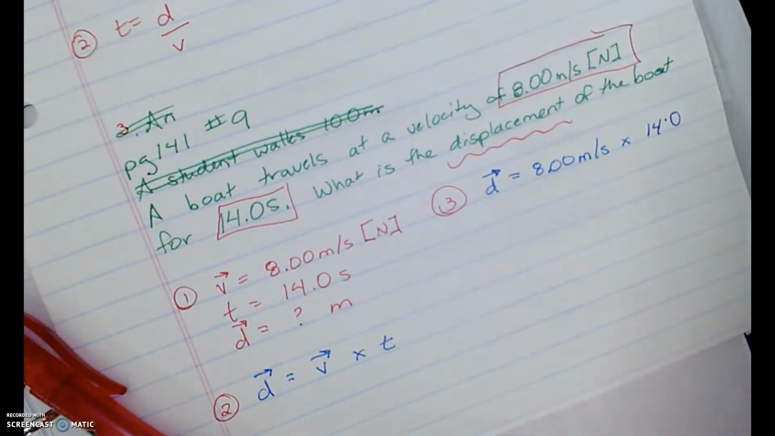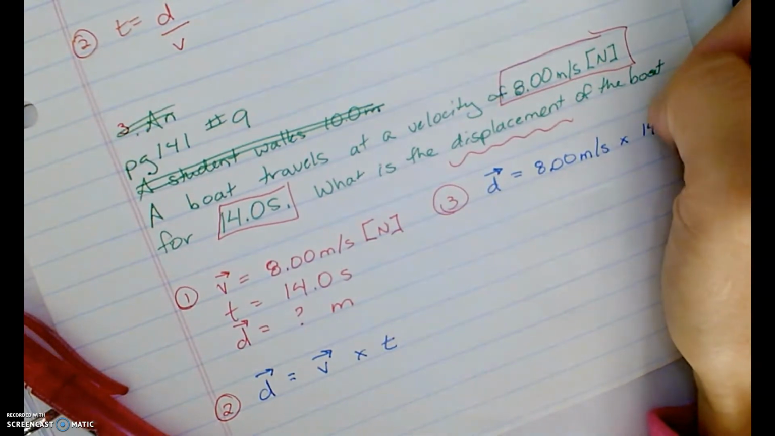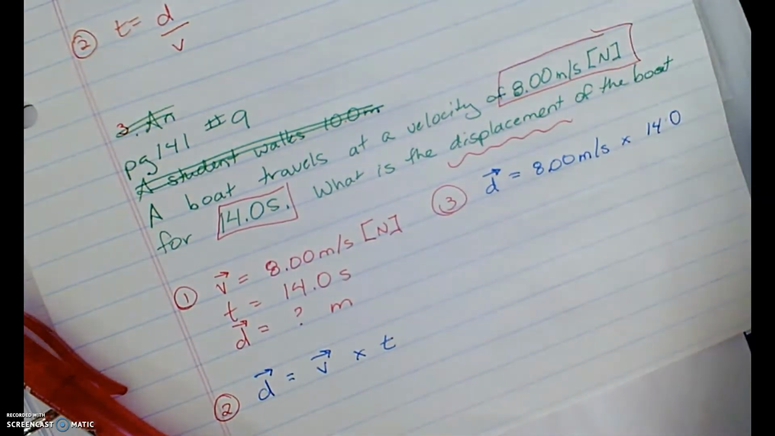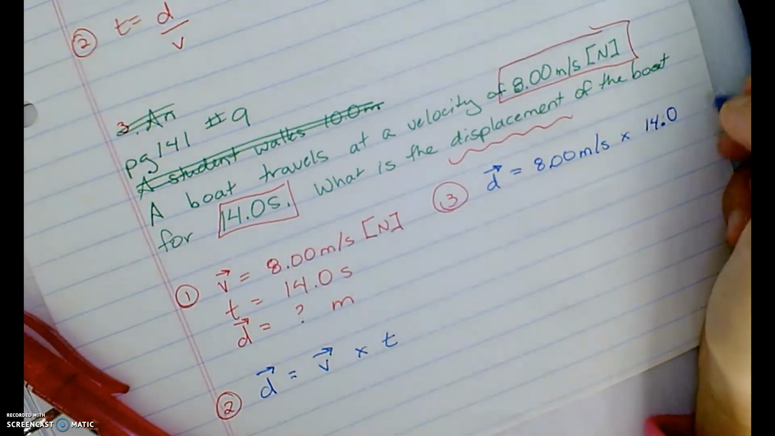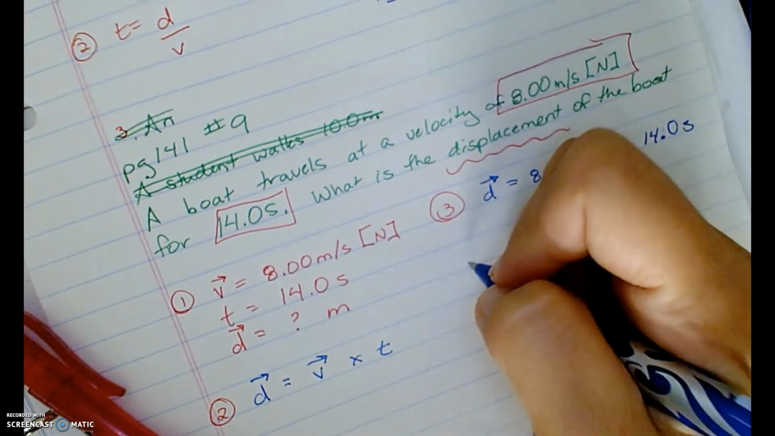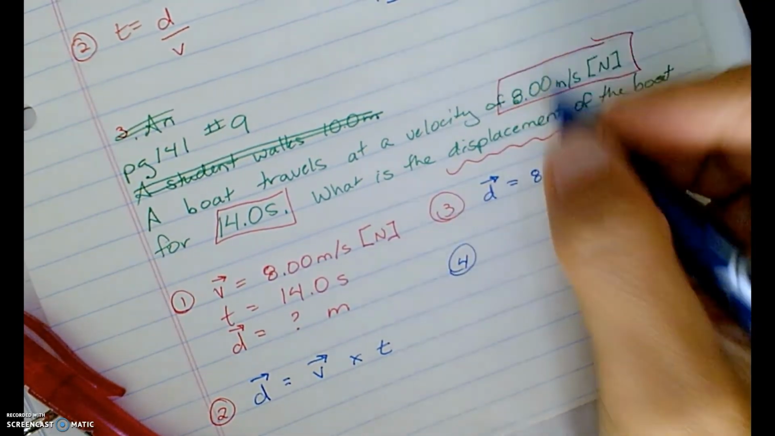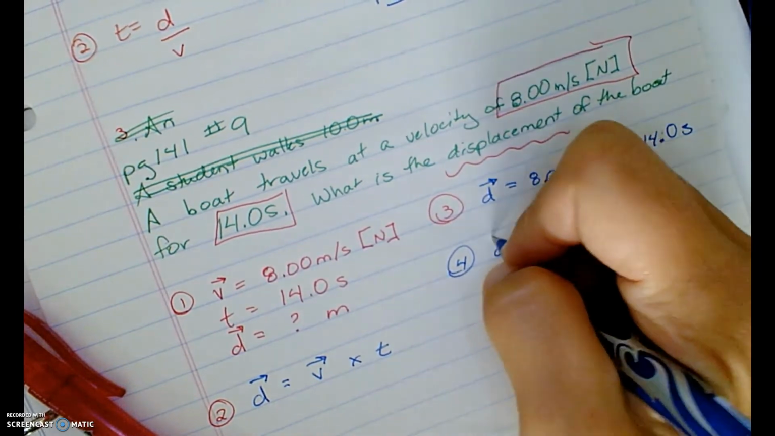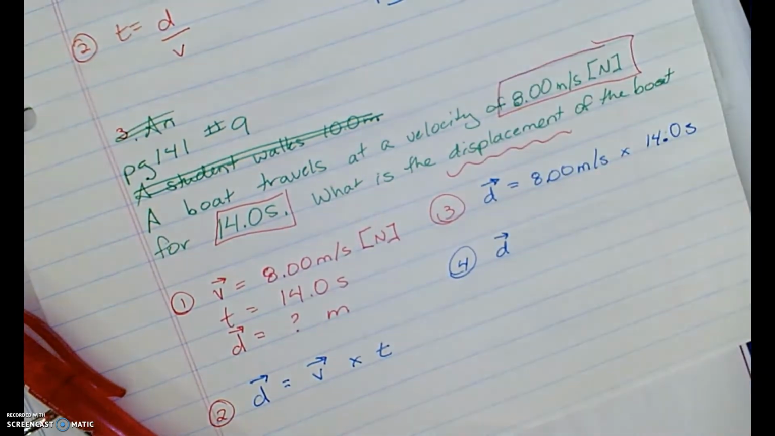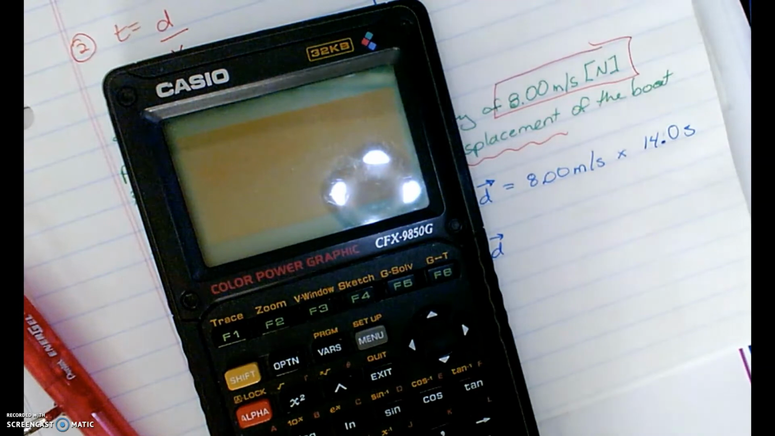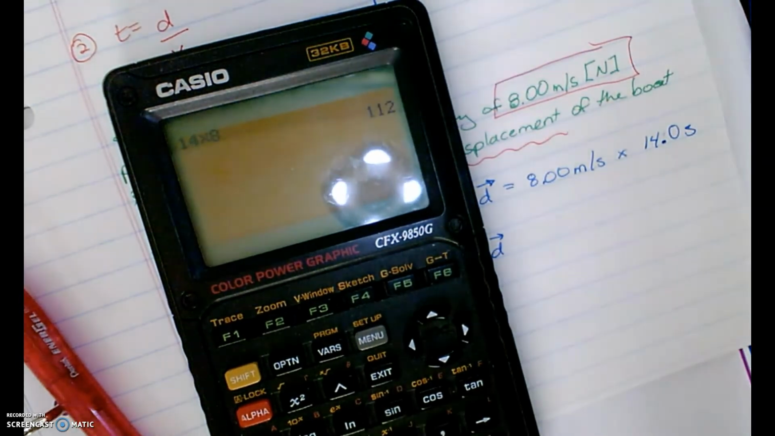Let's make sure it's not too high. Okay, my decimal. We always have to write nicely, right? So we don't make any mistakes. And we put our units. Step 4 is do the math. Okay, 8 times 14. Some of you might know your 14's times tables. I'm not one of them. 112.